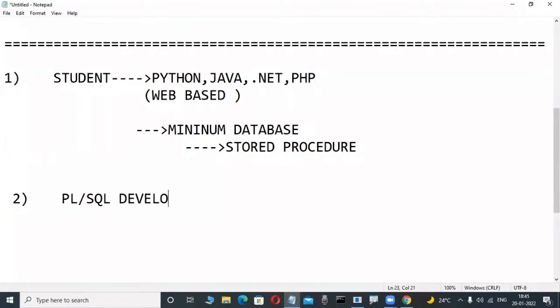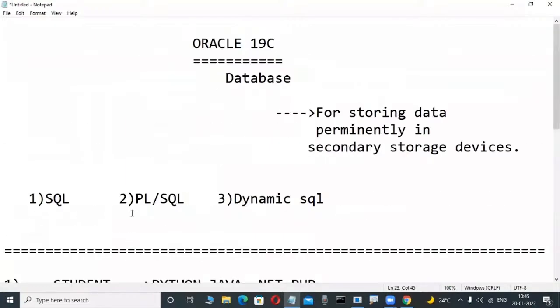PLSQL developer jobs are there, without any knowledge of Java, .NET, or front end. Maybe a non-technical person who doesn't have very good programming skills. PLSQL developer jobs are there, even with a gap of two or three years. Those persons take our course, learning it only for PLSQL developer purposes.